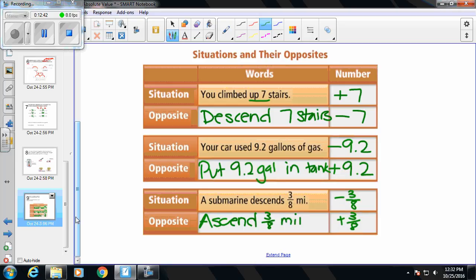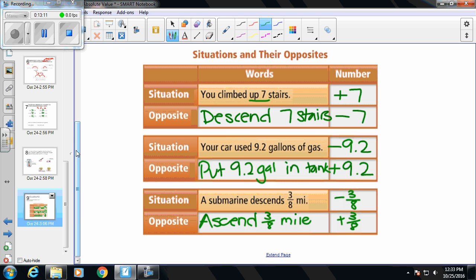Now, we said earlier, distance can't be negative, okay? Here I'm talking about a distance. -3/8 of a mile, this is going to help lead us into our next topic. The negative sign represents a direction, okay? To descend, go down, direction. It's a negative number. We're not traveling a negative distance, we're still traveling a positive distance, but the negative just tells me the direction, okay?